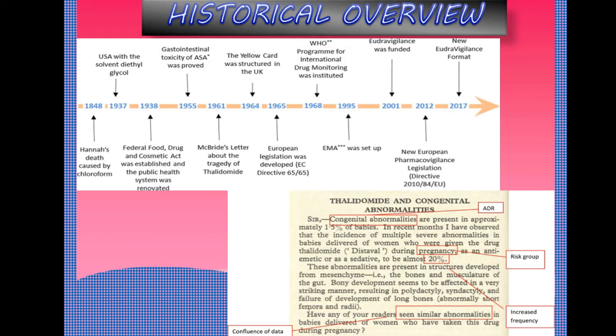So next came another incident in the year 1937, where 107 deaths occurred in the USA because of the use of sulfanilamide elixir. This elixir contained a solvent called diethylene glycol. The solvent was considered the cause of death, but the manufacturing companies were not aware of its toxicity at that time.